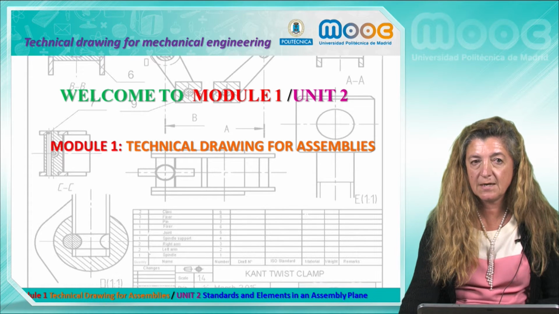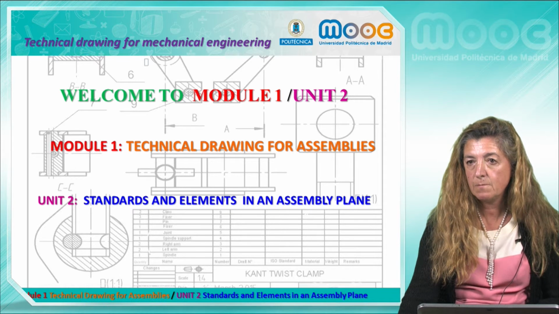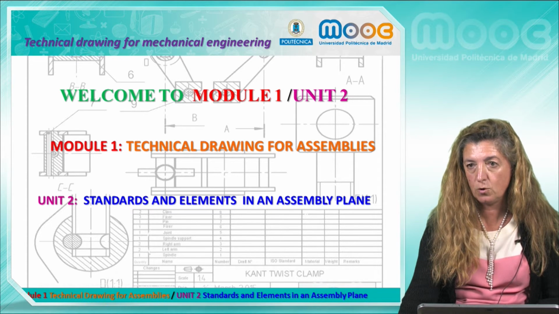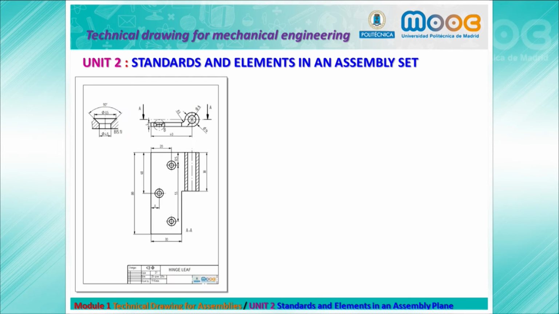Welcome to this unit again, Module 1 and Unit 2. It's very important because we're going to talk about the elements that an assembly set must have in the plane we're going to draw. Unit 2, standards and elements in an assembly set.